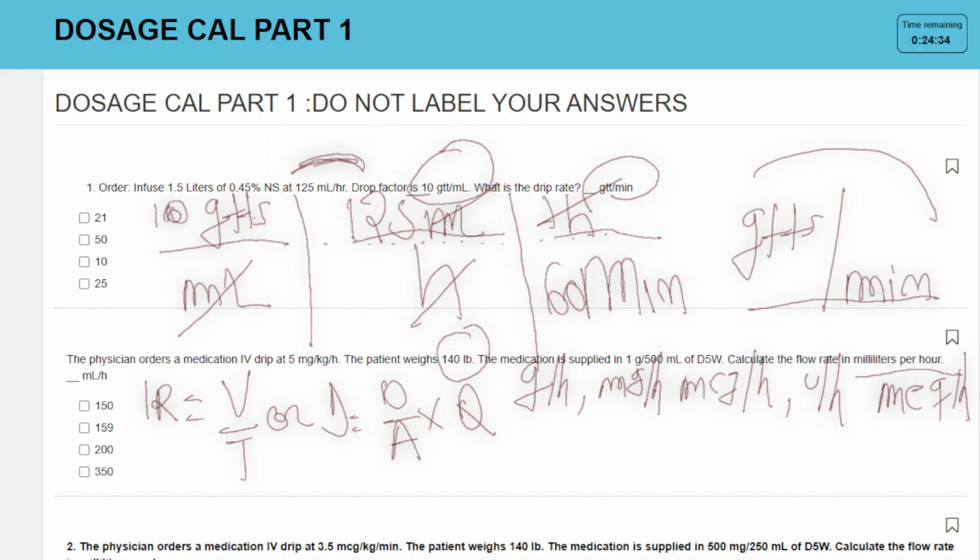So I got 140 pounds. How do I go from 140 pounds to kilogram? I have to divide that by 2.2. 140 divided by 2.2, now I got 63.6. We can stay right there. 63.6. So you can see the first question, the answer was 21. All right. So from there, I get my weight in kilogram.